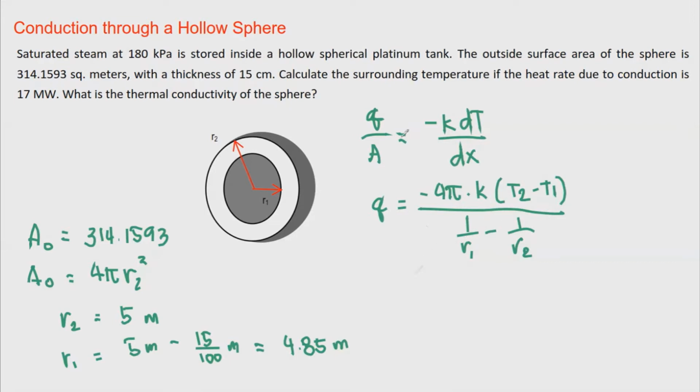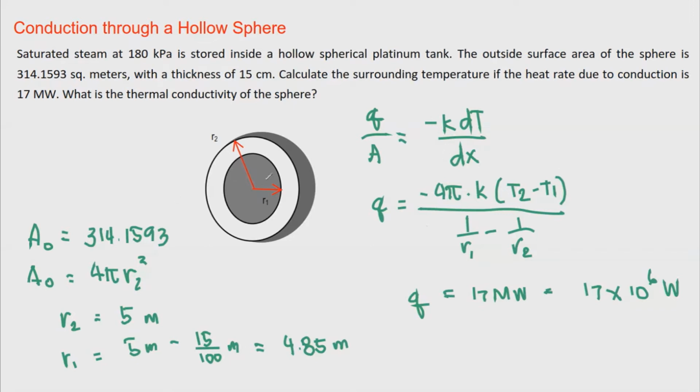Now let's take a look at our heat rate. The heat rate is given by 17 megawatts, so 17 megawatts is actually equal to 17 times 10 to the 6 watts. Remember, mega is a prefix for 10 to the 6. So that is our Q: 17 times 10 to the 6 watts, or joules per second. Now with that, we're left with the unknowns K, T2, and T1.